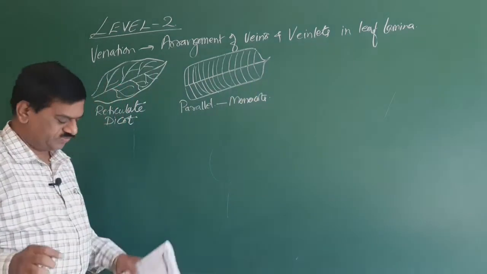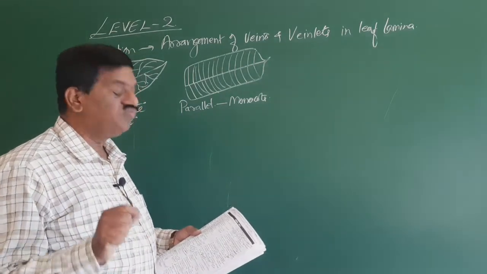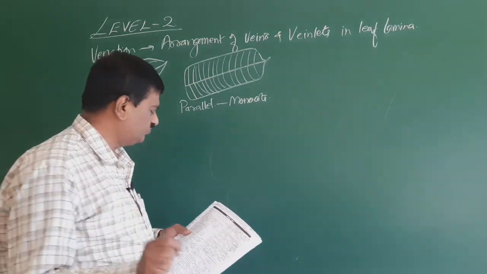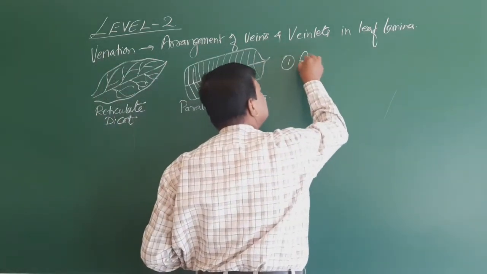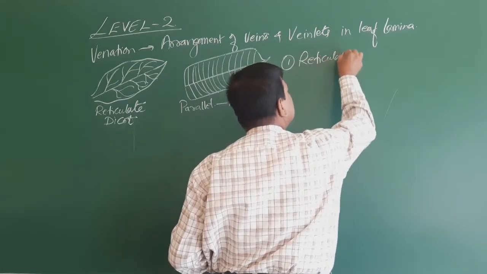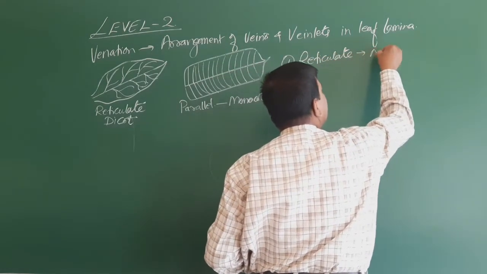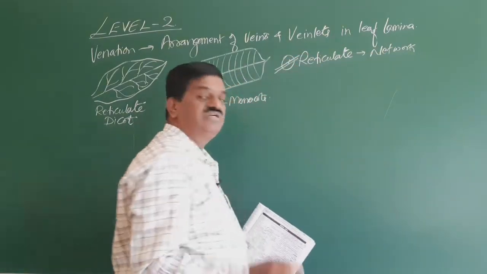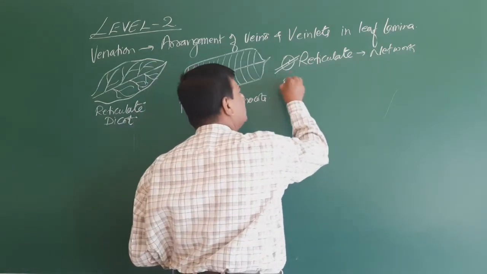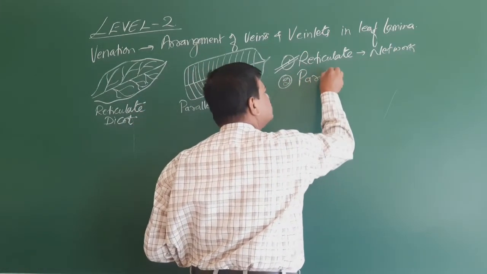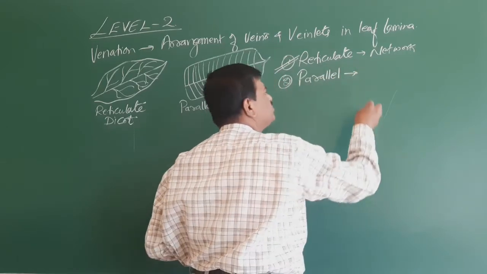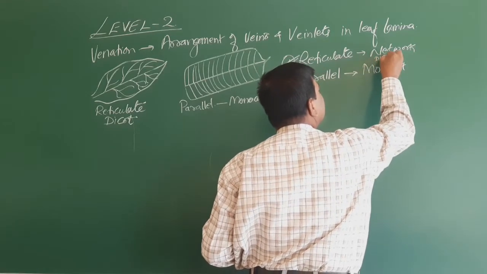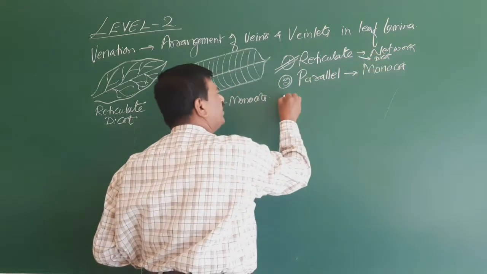Now the question is, veinlets form a network. The first option is reticulate. So in reticulate, the veins and veinlets will be in the form of a network. Hence, the first option itself is the right option. So we go for the second one, called parallel venation. Parallel venation can be noticed in the monocots, and reticulate can be seen in the dicot.